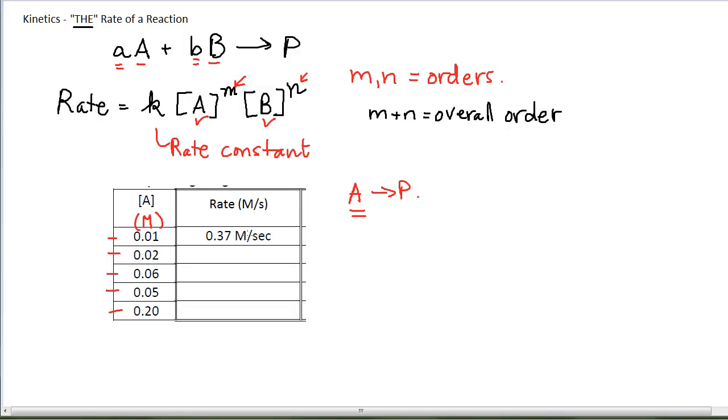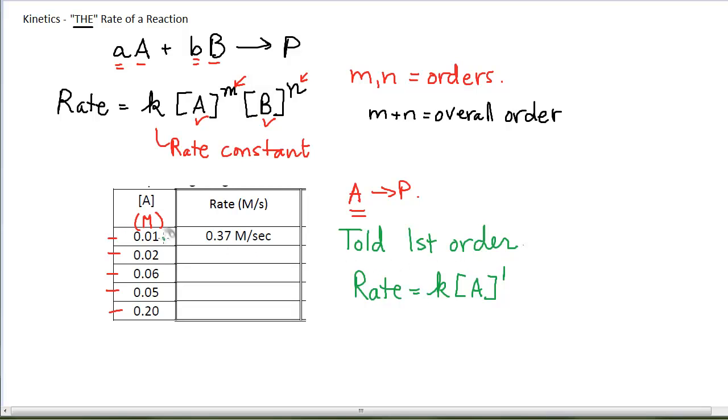And let's say that my answer is that the rate of my reaction when the concentration of A is 0.01 is 0.37 molarity per second. If I have been told that this reaction is first order, what that means is that my rate is equal to K times the concentration of A raised to the first power. That's what this means when I'm told that it's first order.